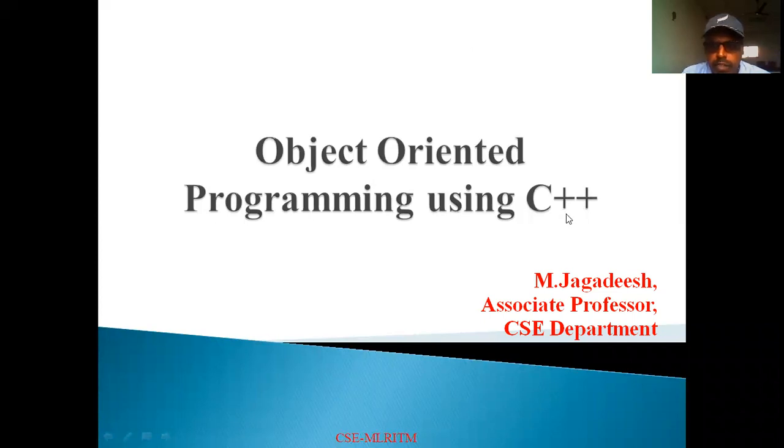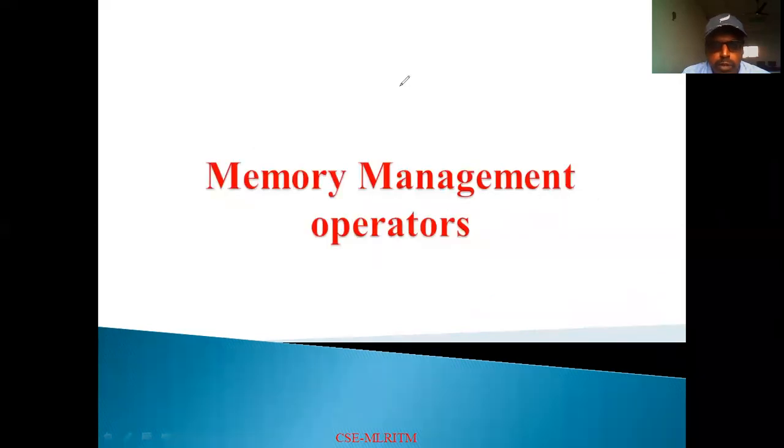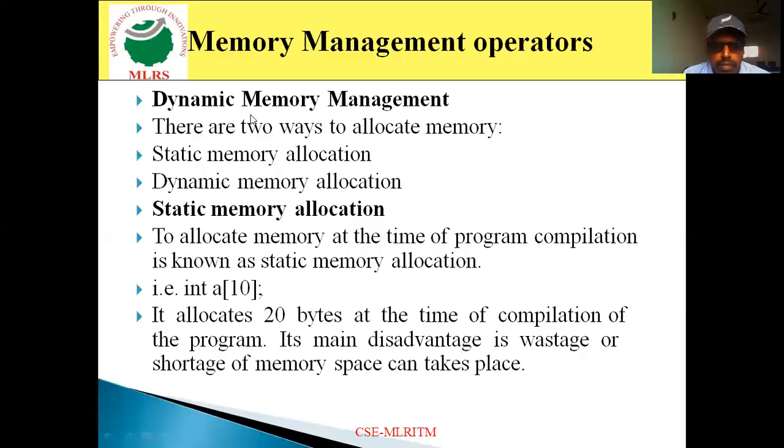Now here, in this session, we discuss memory management operators. Memory management operators indicate that we are going to allocate memory to the variables. In order to allocate memory to the variables, it can be done in two ways: one is static memory allocation, and the other is dynamic memory allocation. So when we work with memory allocation, we make use of static memory allocation and dynamic memory allocation.